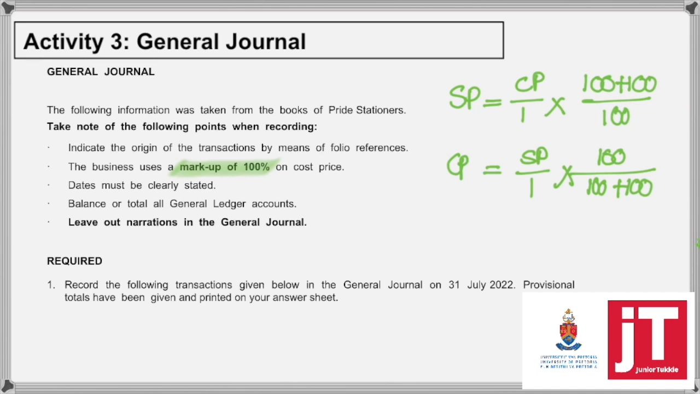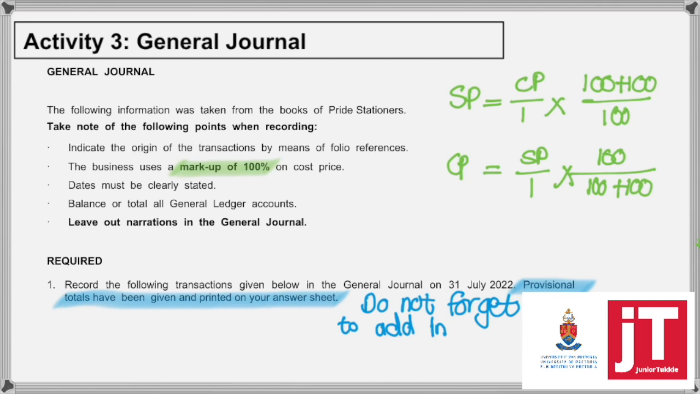So we have to record the transactions in the General Journal at the end of July, and we have to remember the provisional totals. So please don't forget to add the provisional totals in at the end of the transaction into the totals, because this is something that learners always forget.